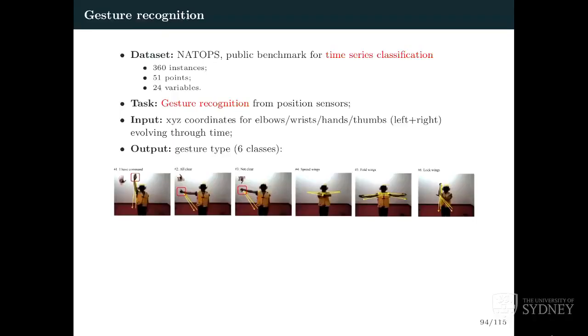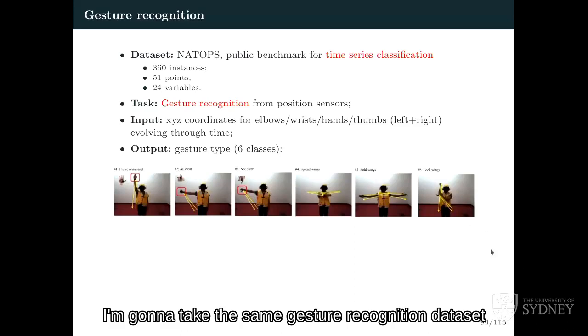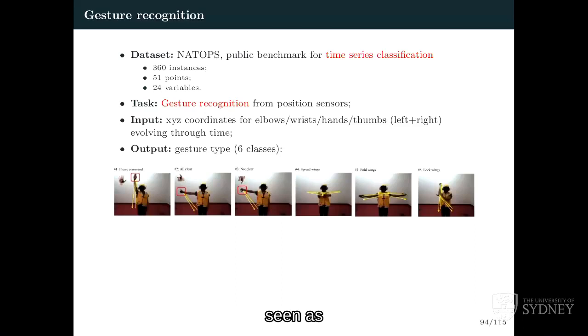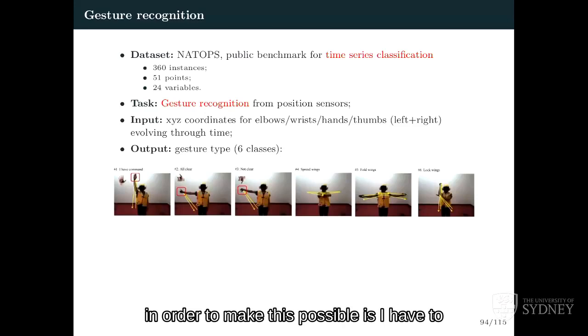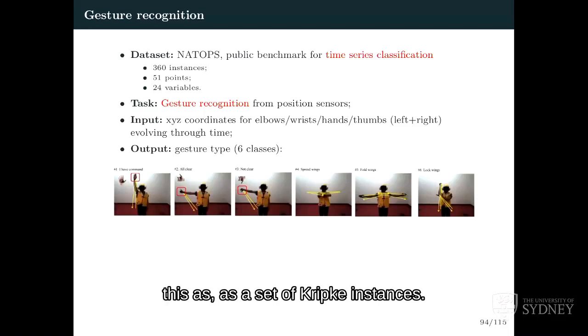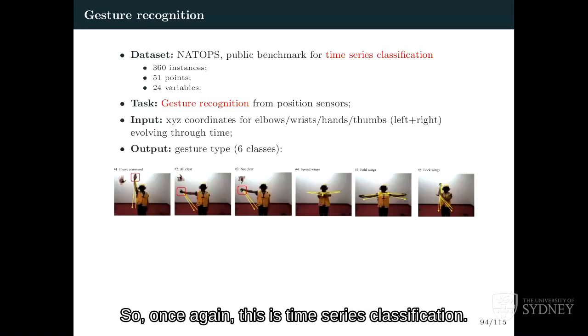So in this session, I'm going to take the same gesture recognition dataset from the other day, but now we know that a dataset such as this can be seen as a set of logical interpretation of a given modal logic. That is, the only thing I have to do in order to make this possible is operate some choices and choose the right transformer to see this as a set of Kripke instances, essentially. So once again, this is time series classification.